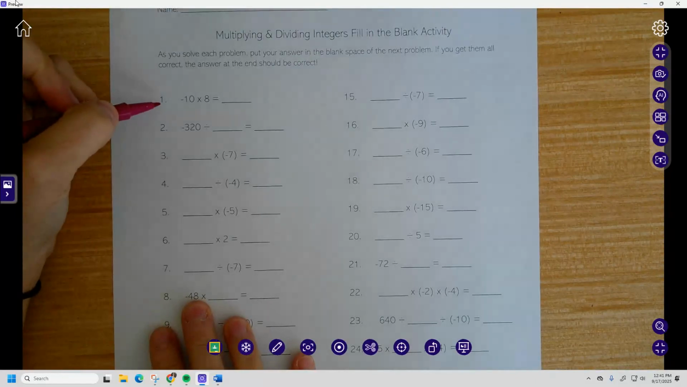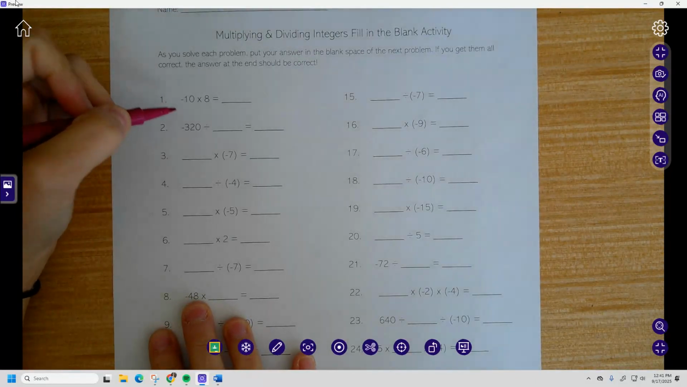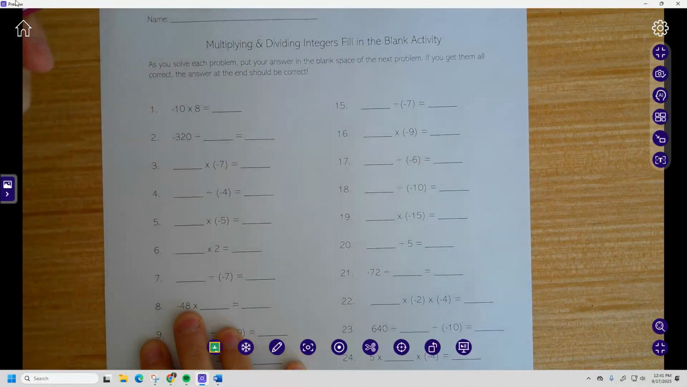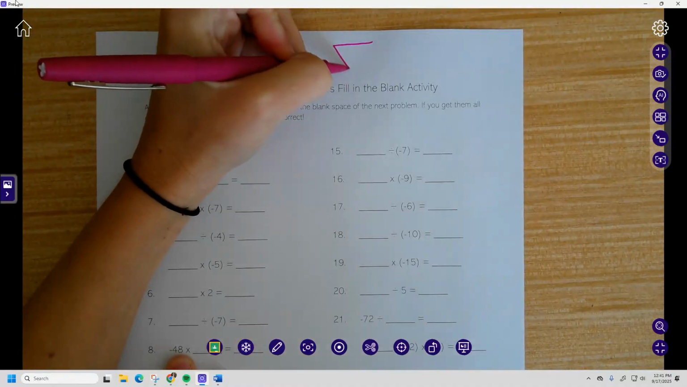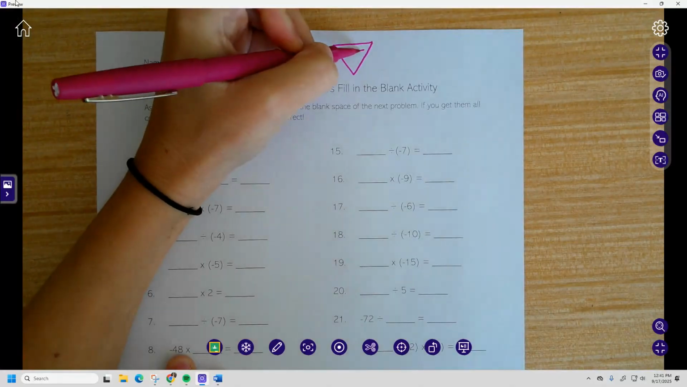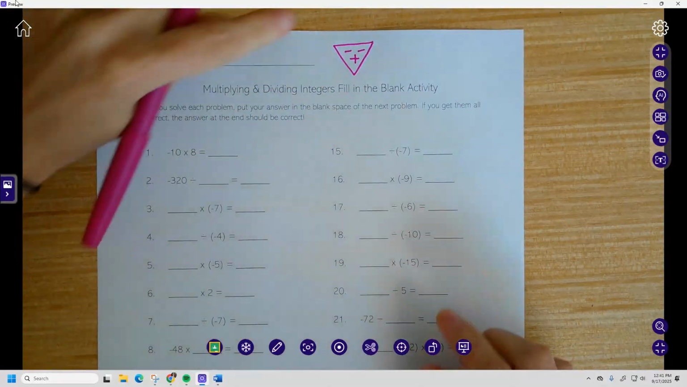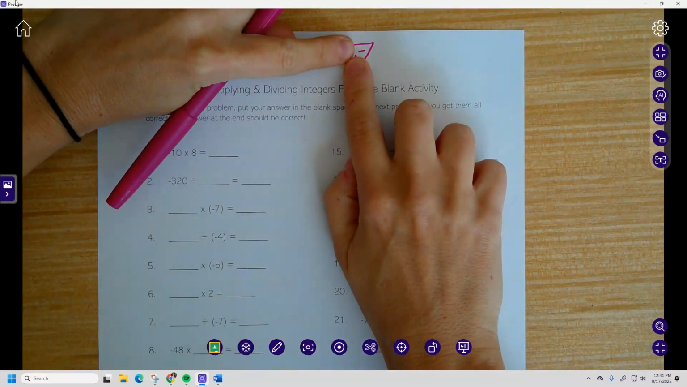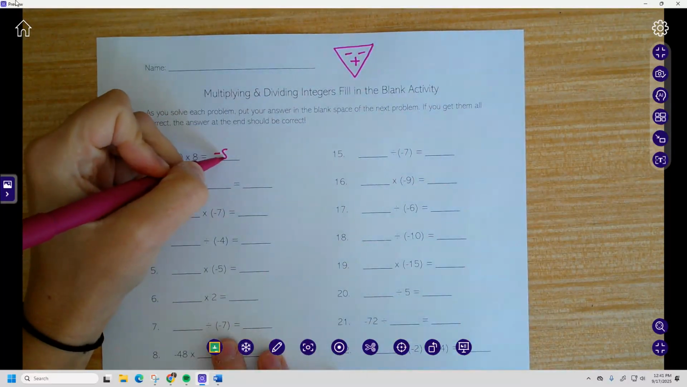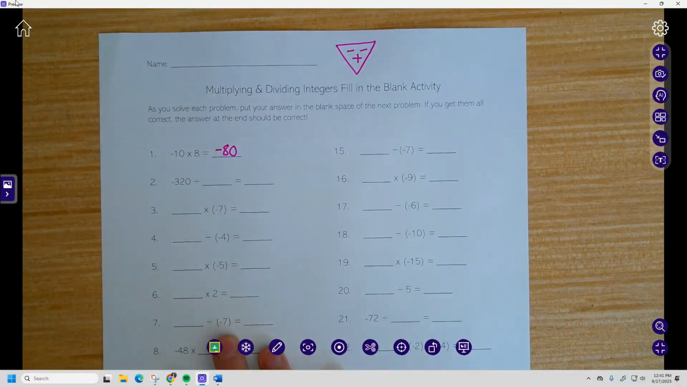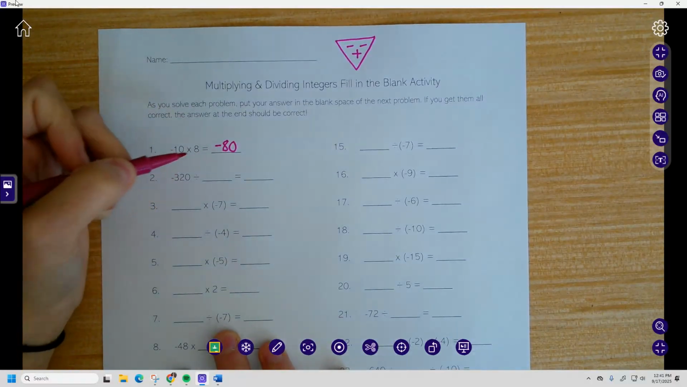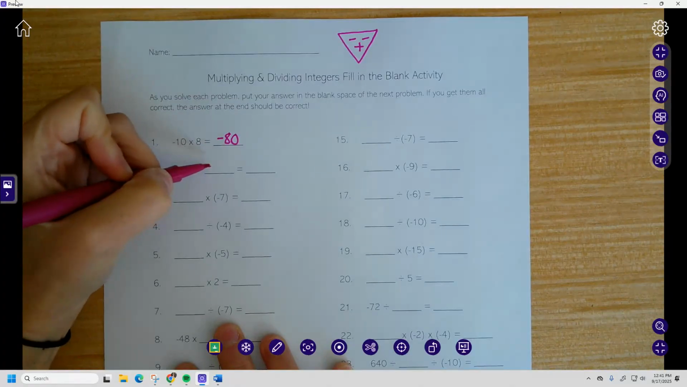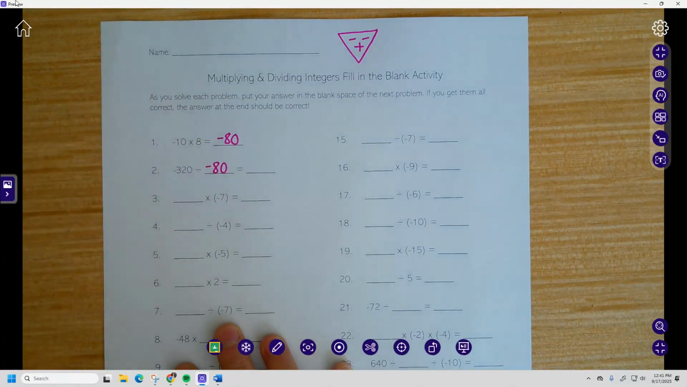So, for example, I'll give you a freebie on number 1. Negative 10 times 8. I guess it'd be a good idea to draw Dorito Man. So it's a negative 10 times a positive 8. So that means it's going to be negative 80. So, since my answer is negative 80, I'm going to put that in the next blank for problem number 2.